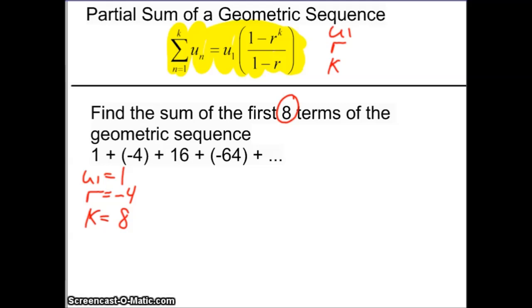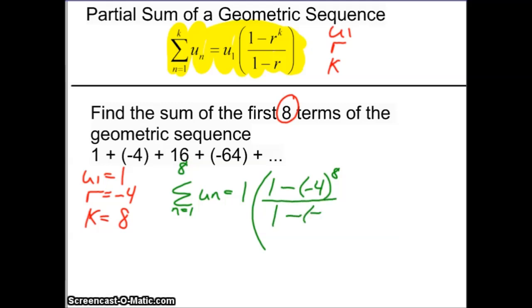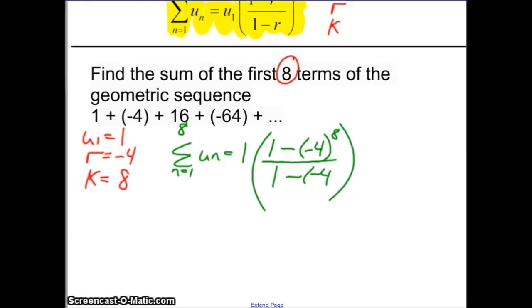Okay. So I'm just going to plug into the formula now. So the sum of the first 8 terms of this sequence that I'm calling u sub n is equal to 1 times 1 minus r, which is negative 4 to the power of 8, over 1 minus negative 4. Right, this has to be in simplest fraction form, and so you guys are going to hate this part of it the most, just simplifying this thing. I know you will.